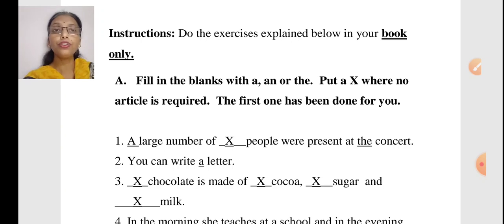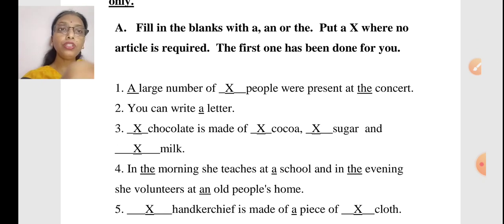Moving to third. Chocolate is made of cocoa, sugar and milk. Here we will not put articles. In the morning she teaches at a school, and in the evening she volunteers at an old people's home. Now morning and evening are talking about a particular time of the day. So we'll say the morning and the evening.